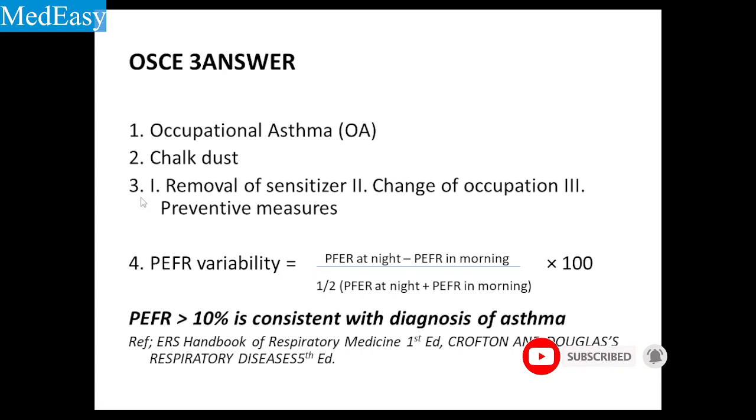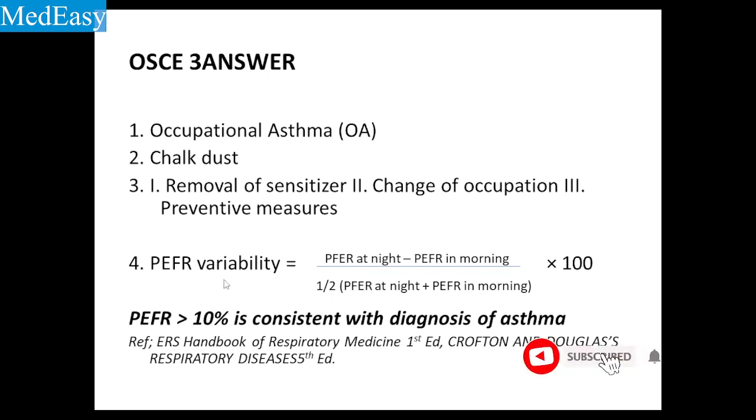Alright. And the 3 important steps: first, very important, is removal of the sensitizer, the thing which is causing the problem for her. There is chalk dust, we have to remove that. Number 2, if possible, change of the occupation. And if that is not possible at all, then we have to look at preventive measures, in the form of a mask, or changing to an electronic board for teaching. Somehow we have to remove the sensitizer in occupational asthma.